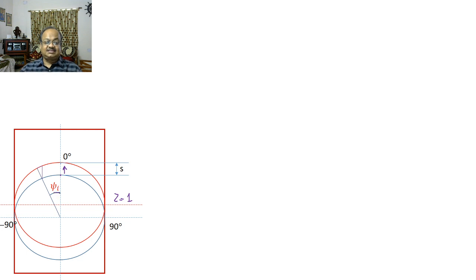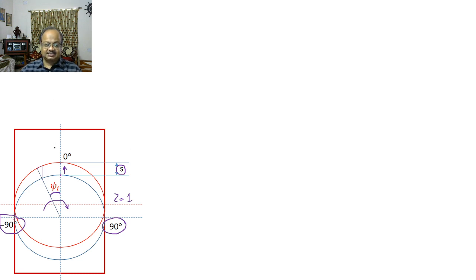This is the instantaneous engagement angle because this is the current location of my insert. However, it has started cutting from this position and it will continue to cut till this position. The rotation of the cutter is in this direction. So here the engagement angle is minus pi by 2 by convention, and on this side it is pi by 2 or 90 degrees. This is the feed per tooth S, which is typically 0.1, 0.2 millimeter per tooth.